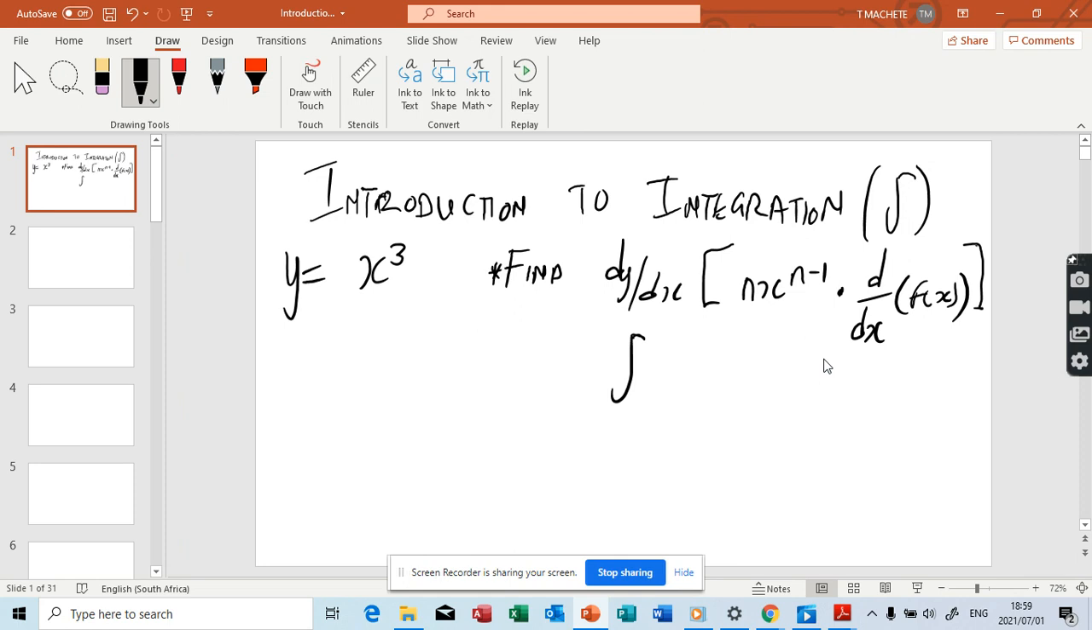For integration, guys, before you do the integration, I want you to give me the differentiation of x cubed. What is the differentiation of x cubed? Anyone to answer that?